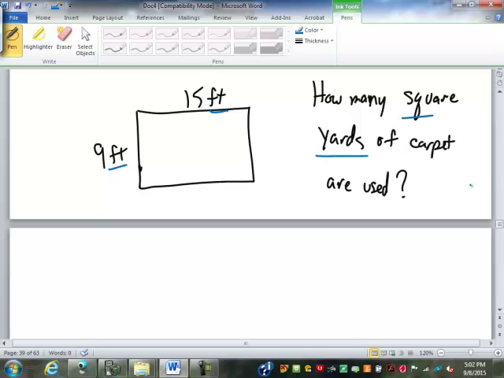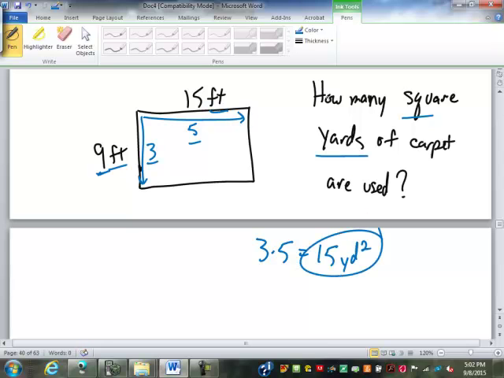Well, how long is a yard? 3 feet. So if each yard is 3 feet, how many yards are going to go in this direction? 3 of them. 9 divided by 3 would be 3 yards. How many yards are going to go in this direction? 5. 15 divided by 3 makes 5. So it's going to be 3 by 5, or 15 square yards of carpet.